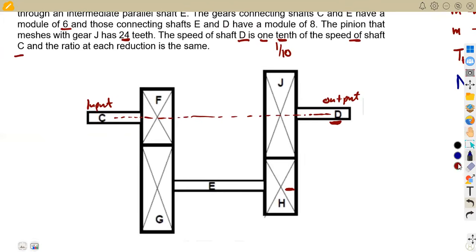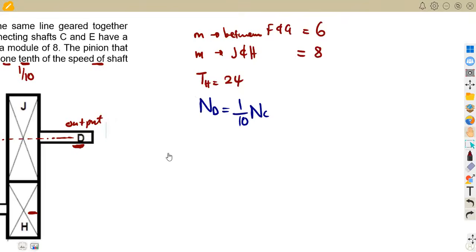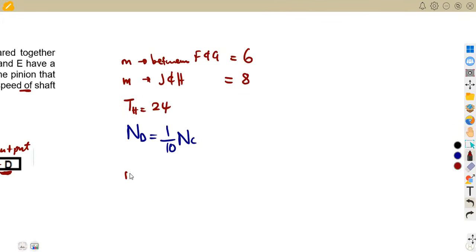Then we are given that the ratio of each reduction is the same. The ratio of each reduction, there is a reduction here, since F is driving G and H is driving J. So we are going to see the ratio between these is the same. So take note, the ratio of reduction is the same in this case.